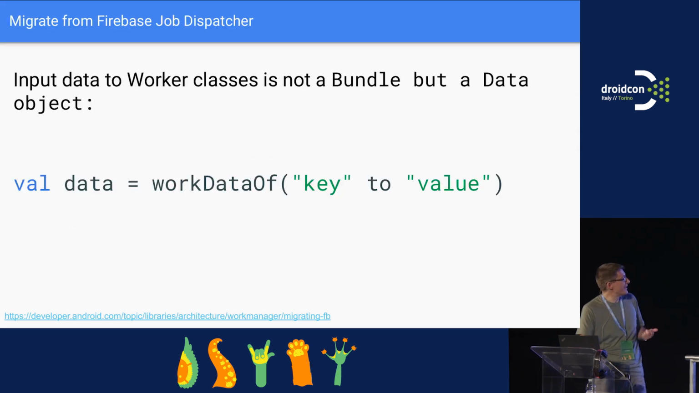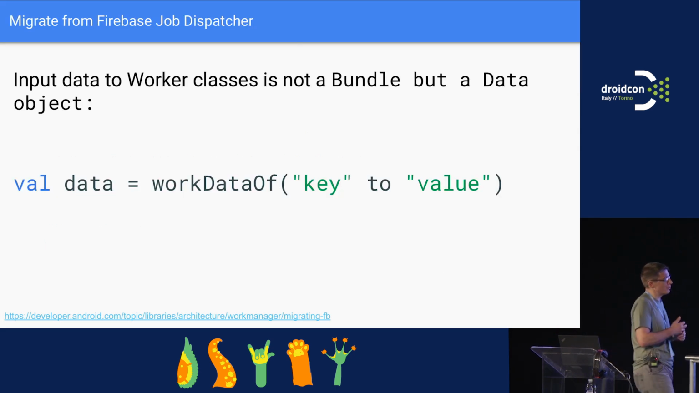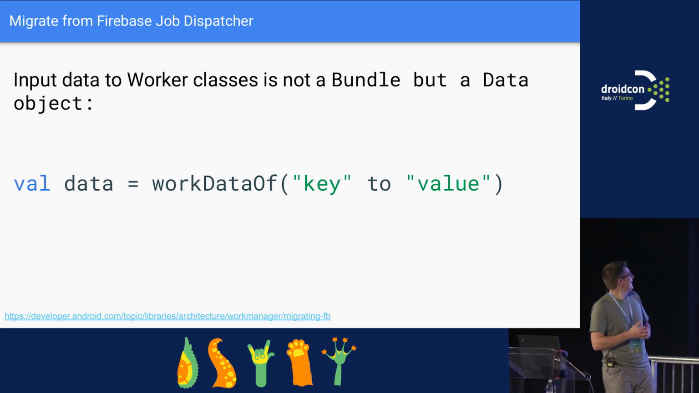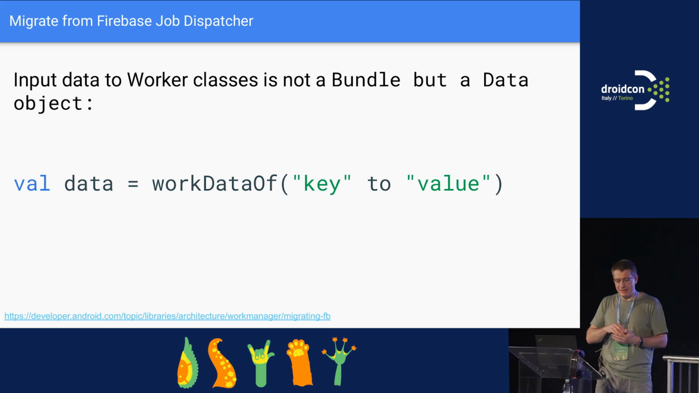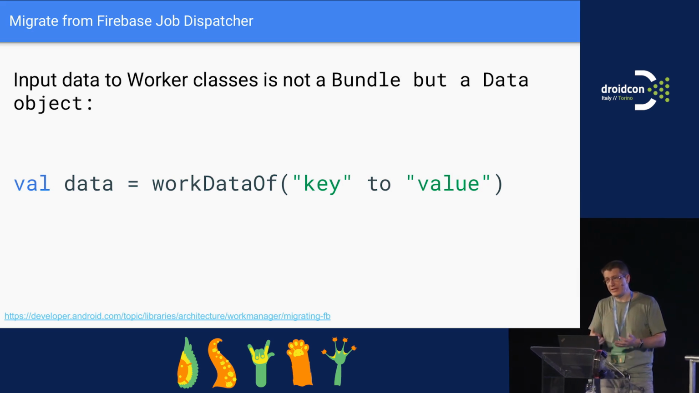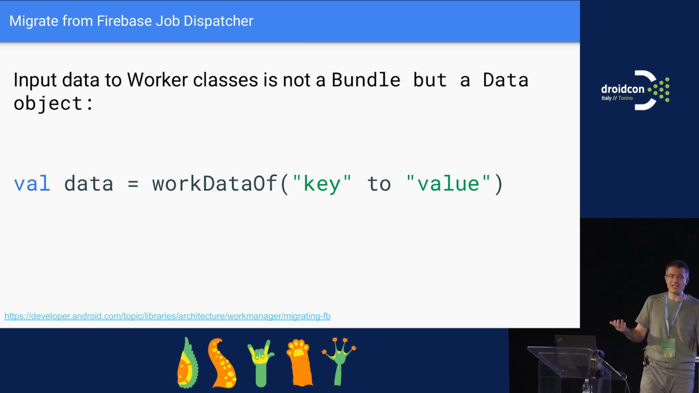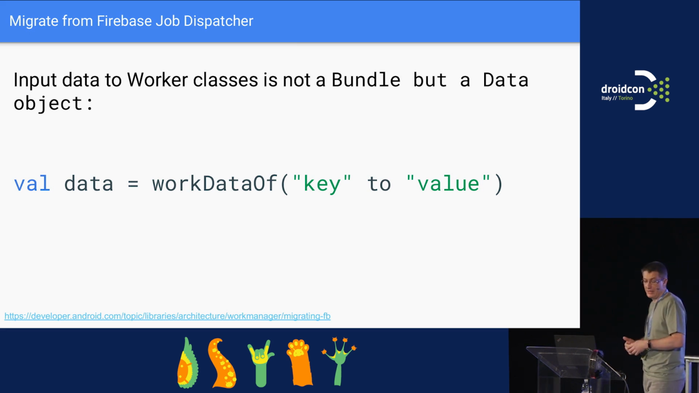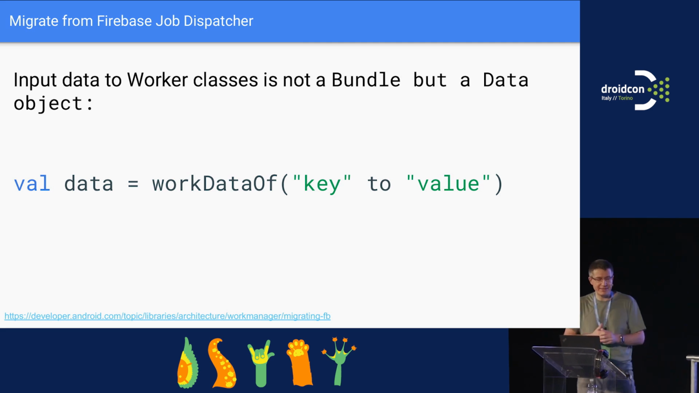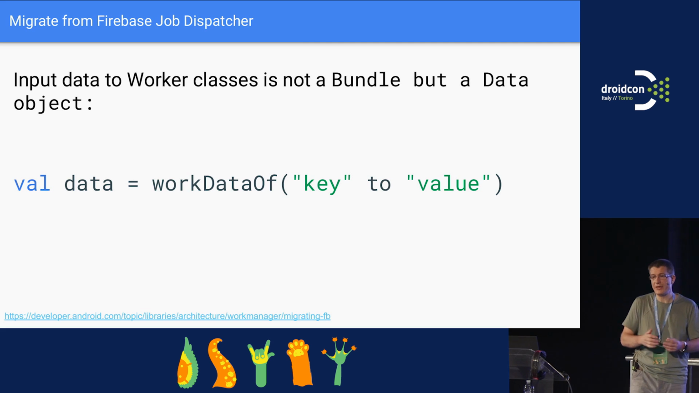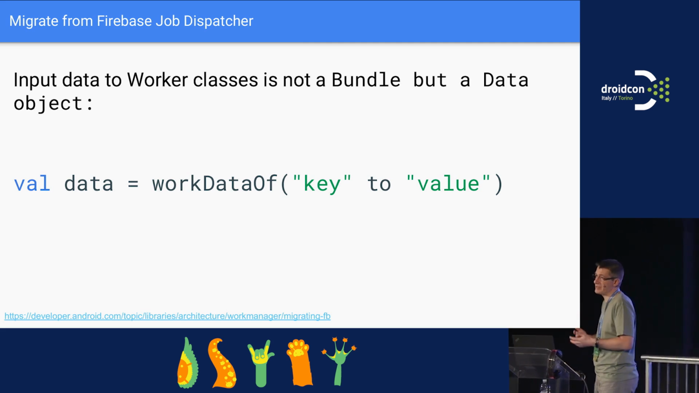The other difference that I think is important to say is that the input data and the output data for the worker is a data class that has a maximum size of around 10K. And you can put inside data just the basic data types and some arrays of these basic data types, but it's not a bundle like in the Firebase JobDispatcher case, where you can throw everything that is parcelable or serializable.